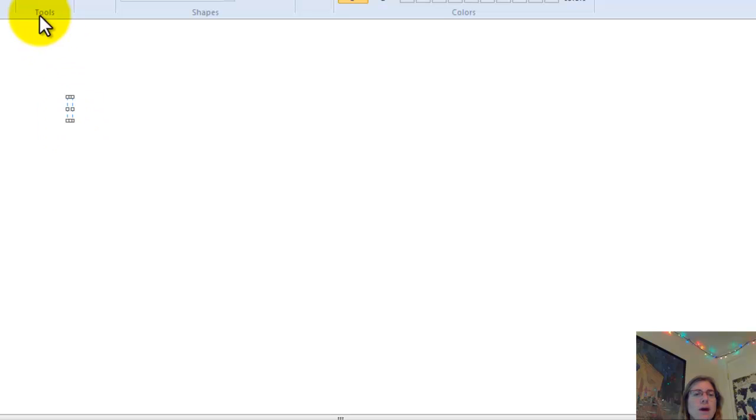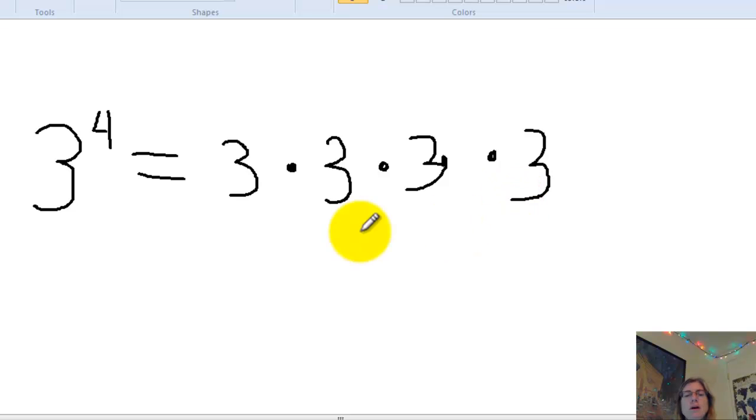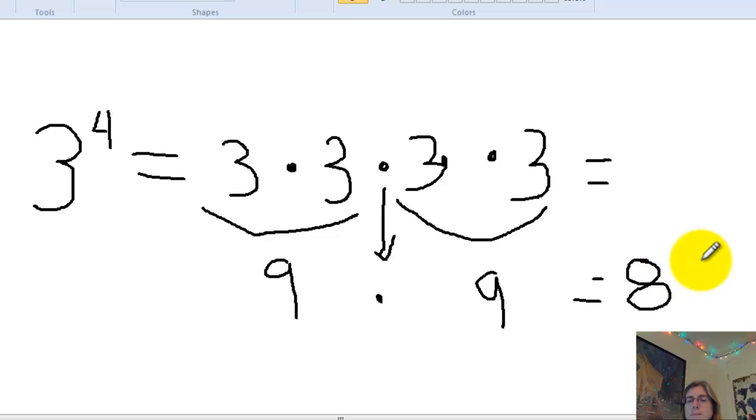So 3 to the 4th power, the question that we are looking at in the test review, equals 3 times 3 times 3 times 3. This is also a multiplication indicator sign. And the easy way to look at that is you might multiply those sets first. So then you have 9. 3 times 3 is 9. 3 times 3 is 9. You're still multiplying, and that equals 81.